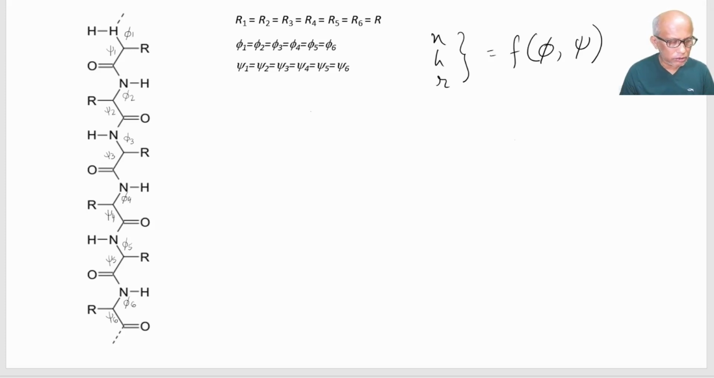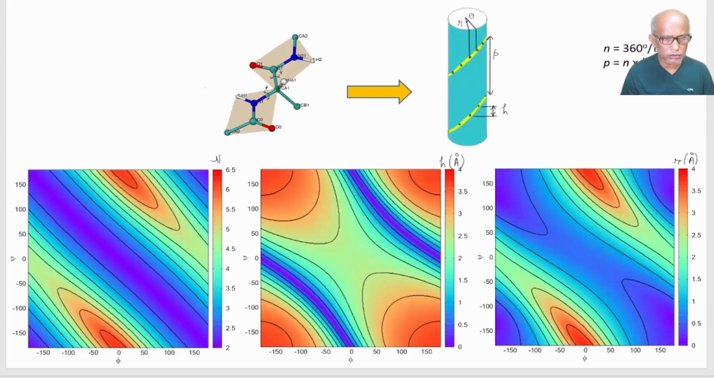So how does it look when I do this calculation? It looks something like this. Here you can imagine it's not just a dipeptide but becomes longer, but all the phi's and psi's are the same, making a helix characterized by these parameters n, H and R, and I plot them as a function of phi and psi.